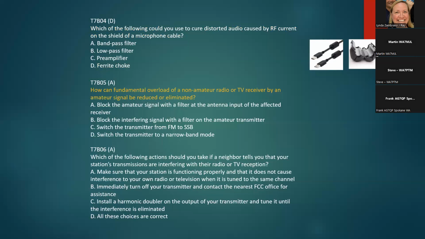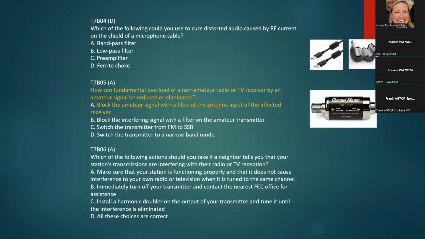Question 5, how can fundamental overload of a non-amateur radio or TV receiver by an amateur signal be reduced or eliminated? And again, that's the same kind of answer. You can get little chokes or filters that will filter out the offending frequencies. Here is an example of one where your coax cable from the wall, for example, screws in here. You have your filter and a short cable that screws in here.